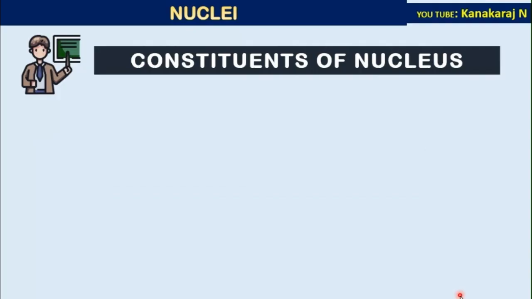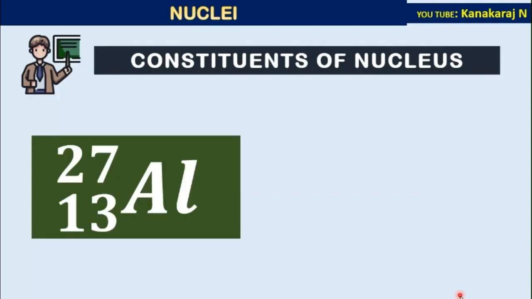Constituents of nucleus. Aluminium 13, 27. In aluminium 13, 27, 13 means Z, that is atomic number. 27 means A, mass number. This we learned in our lower sections. Good. Z equals 13 means there are 13 protons and 13 electrons. 27 minus 13 equals 14 gives you the neutron number.